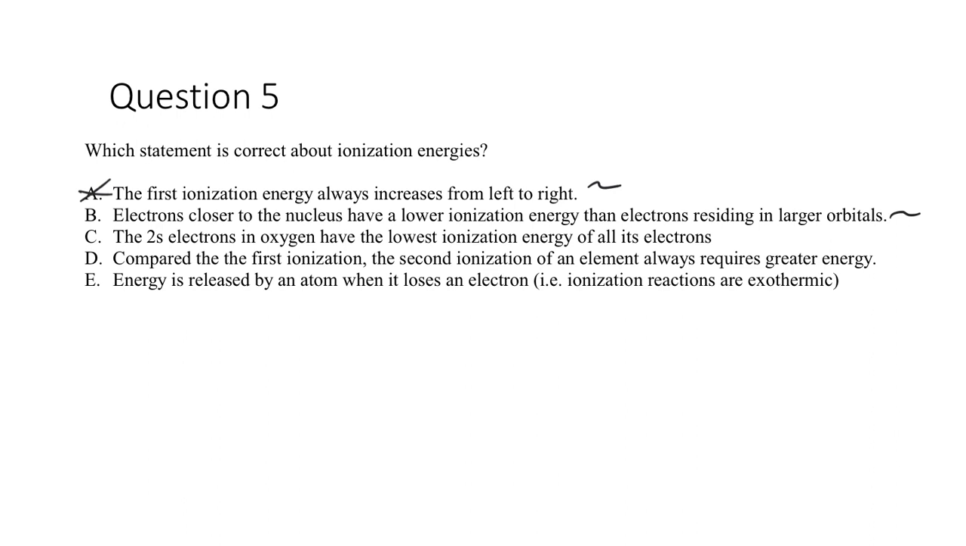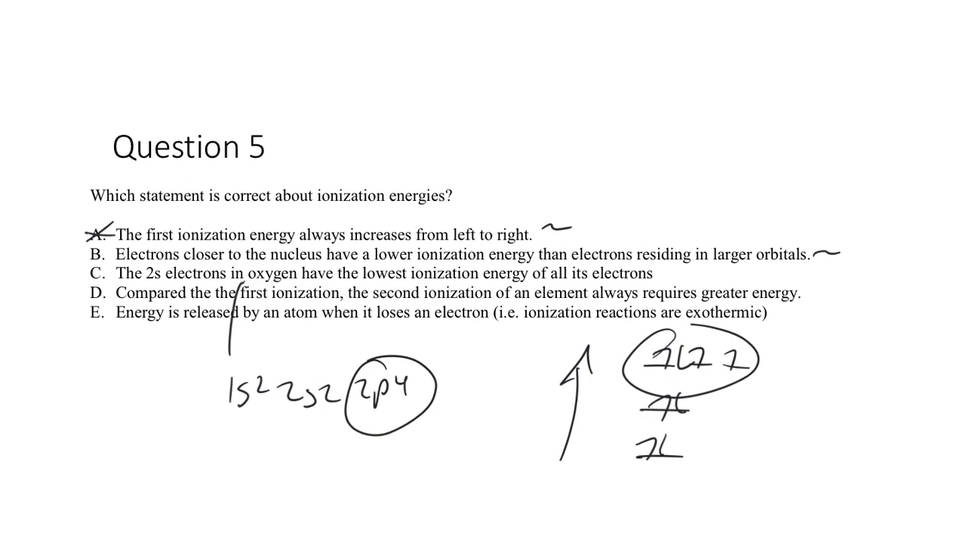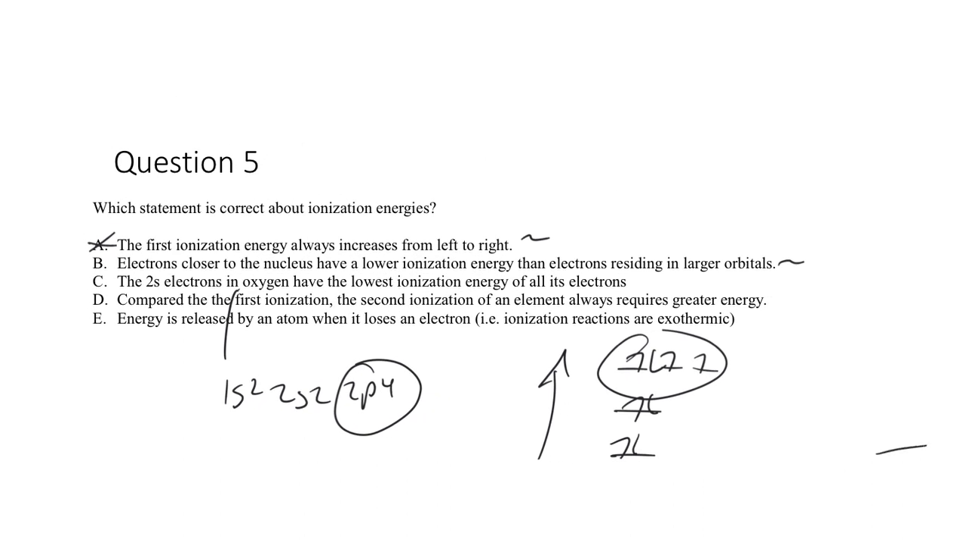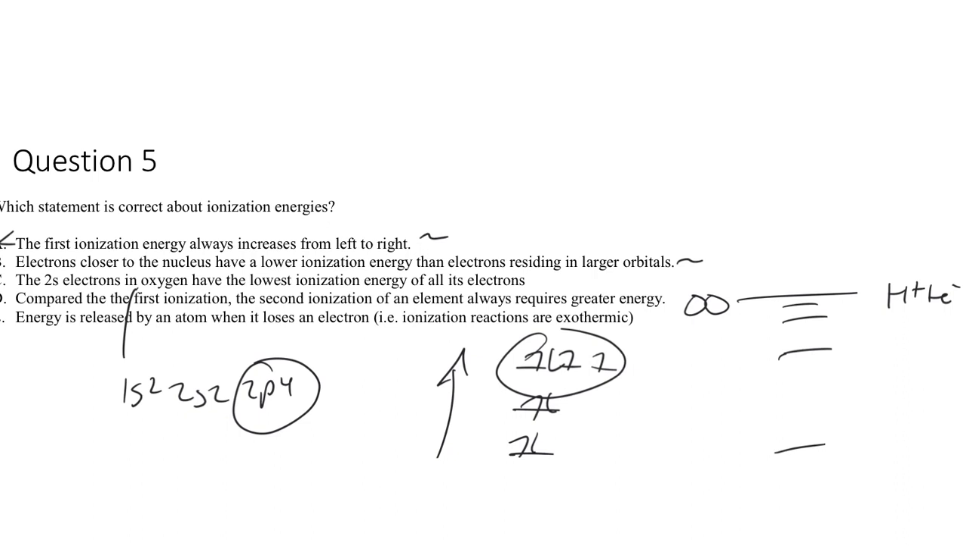The 2s electrons in oxygen have the lowest ionization energy of all of its electrons. So if you think of oxygen, it has a 1s2, 2s2, 2p4 configuration. Those 2p4 electrons have a higher energy. If we're thinking of the electrons going in, they're going in this order, so the electrons are higher, closer towards ionization. If you remember from the Bohr model, we had n equals 1, n equals 2, n equals 3, n equals 4, and eventually n equals infinity, and that was ionization. So you can imagine that at some point the electrons can be removed from the atom.